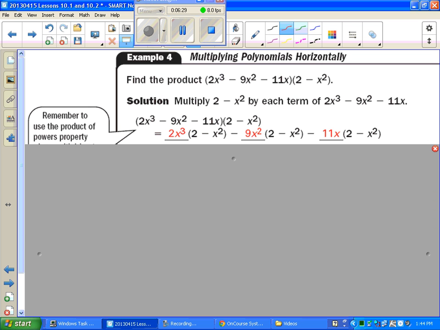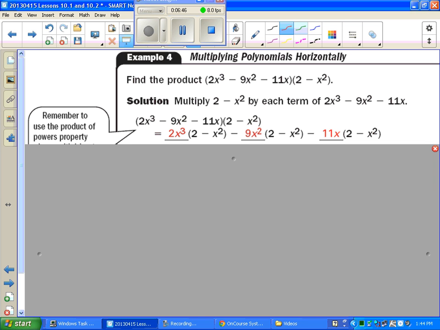Example number 4 is multiplying polynomials horizontally. 2x to the third minus 9x squared minus 11x times 2 minus x squared. You want to multiply 2 minus x squared by each of the three terms in the trinomial.